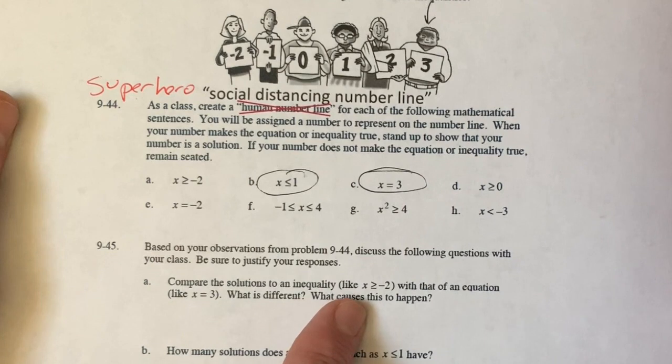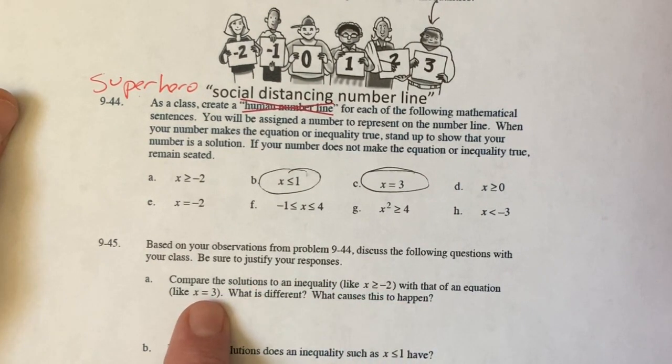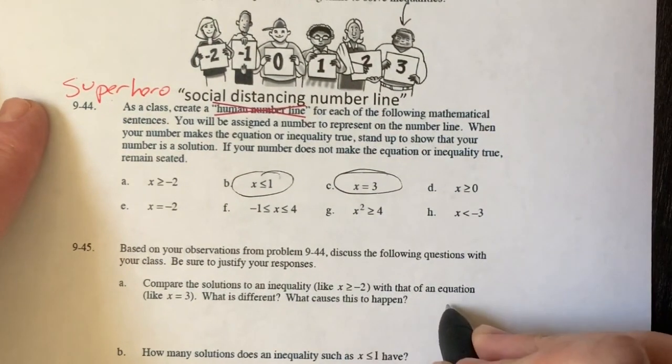So it says here, compare the solutions to an inequality like x is greater than or equal to -2 with that of an equation like x equals 3. What's different? What causes it to happen? Well, let's start with x equals 3. There was only one solution there.